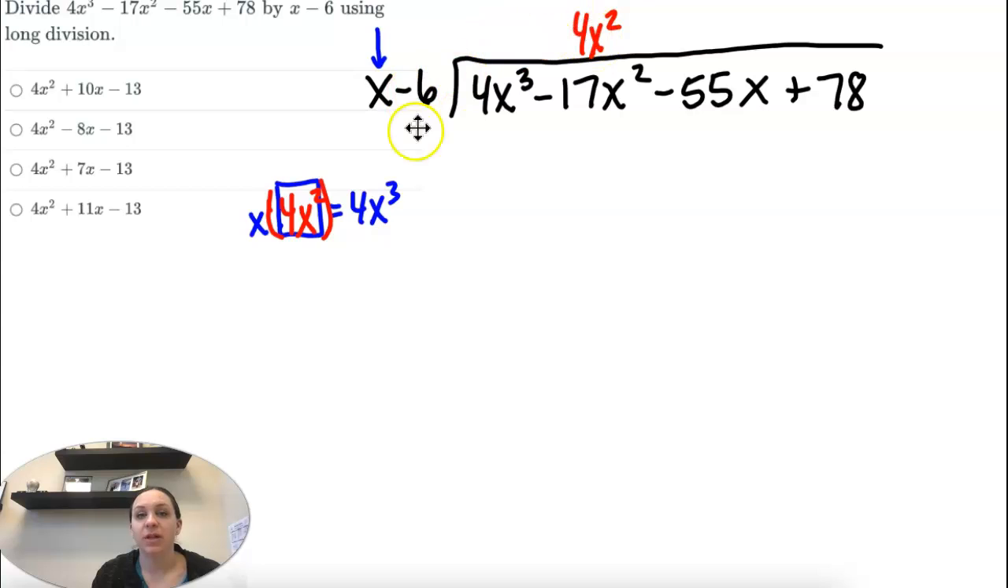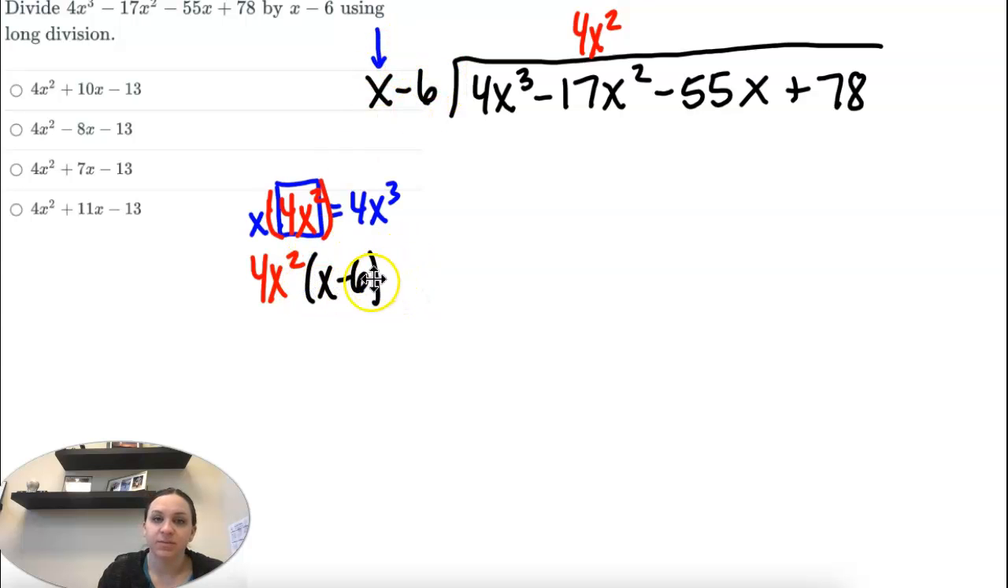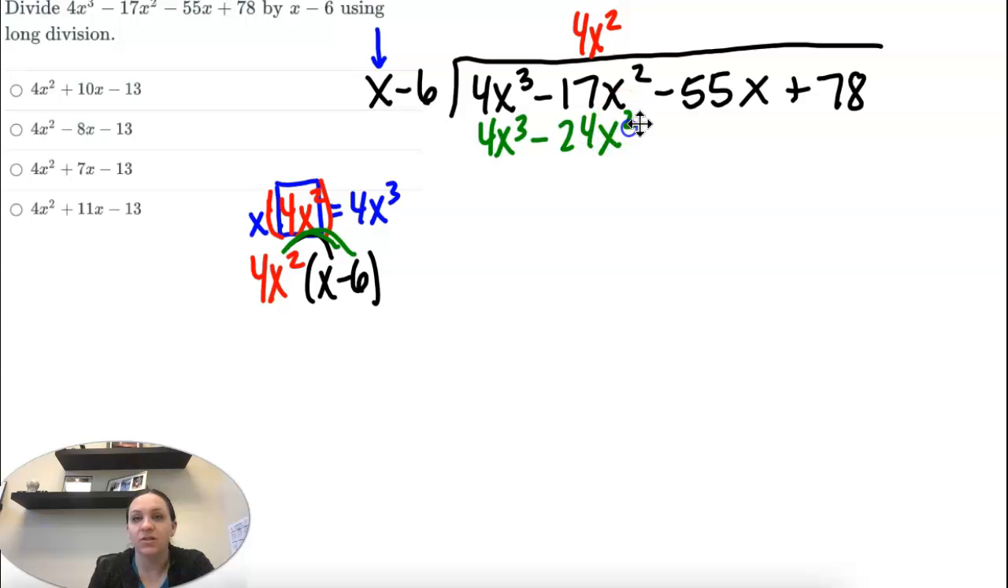And now we multiply these. So I take that 4x squared that we just found, and now I'm going to times it by x minus 6, both of those. So 4x squared times x gives us this. That's what we want. We want those to match. Okay? But we have to keep going. We also have to multiply it by negative 6. So 4 times negative 6 is negative 24x squared.